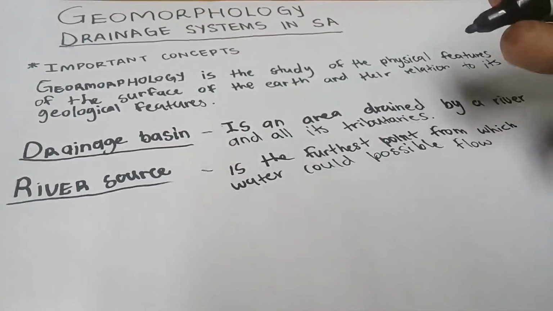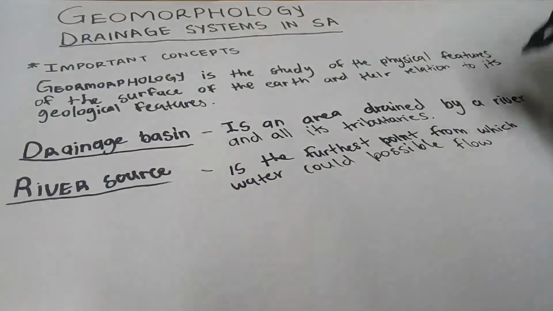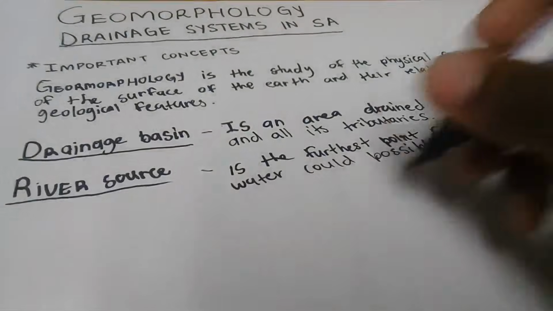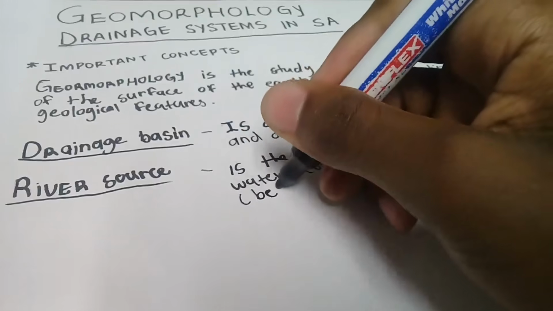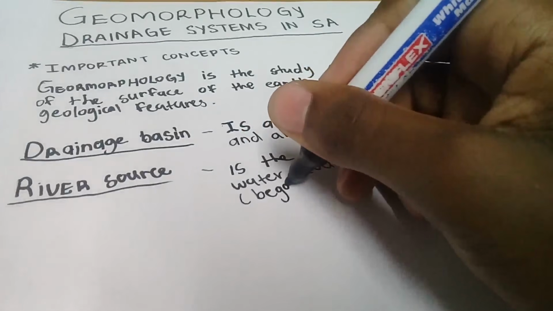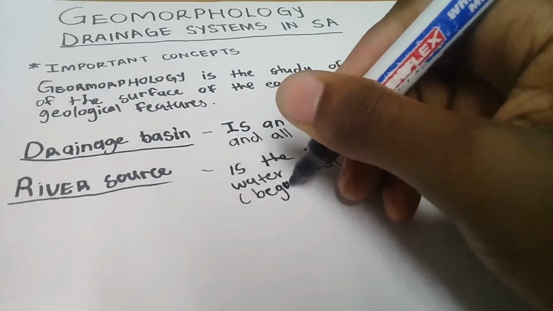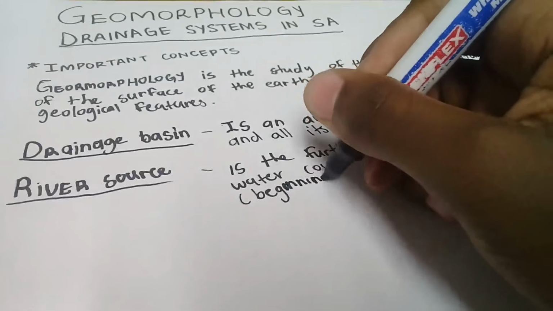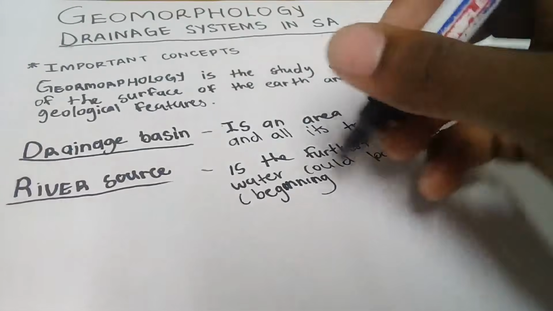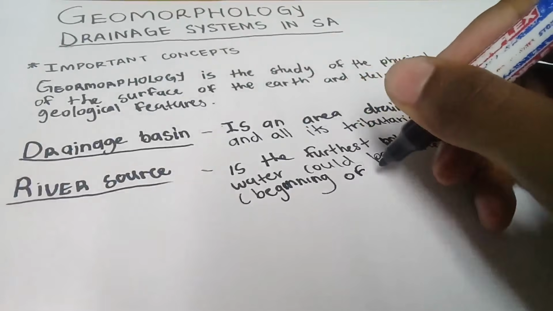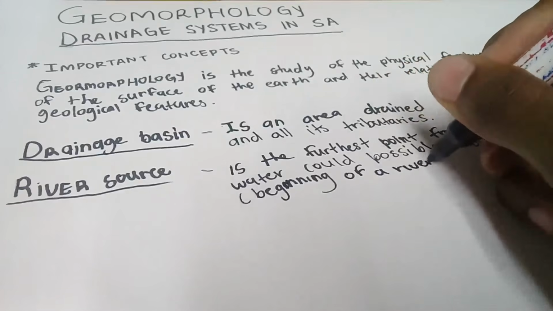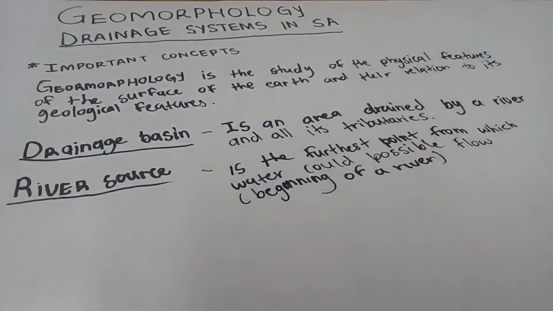That's a source of a river, or a river source. Yes, you can say it's a beginning, brackets, this is the beginning. Beginning, is it the right spelling? Okay, beginning of a river. This is the beginning of a river. So a river source is a point whereby a river starts from.